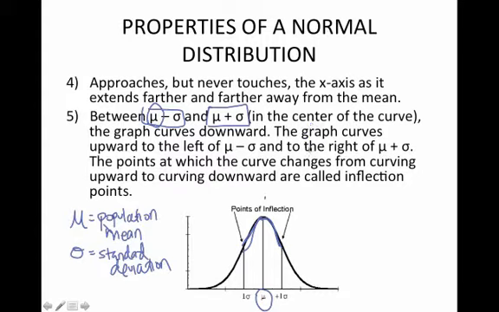And then the graph curves upward to the left of the mean minus one standard deviation, it starts to go upwards. And then to the right of the mean plus one standard deviation, it's also going to start going upwards. The point at which the curve changes from going upward to going downward is called the points of inflection. The values where the points of inflection are is the mean minus a standard deviation and then the mean plus a standard deviation. That's where the points of inflection are.